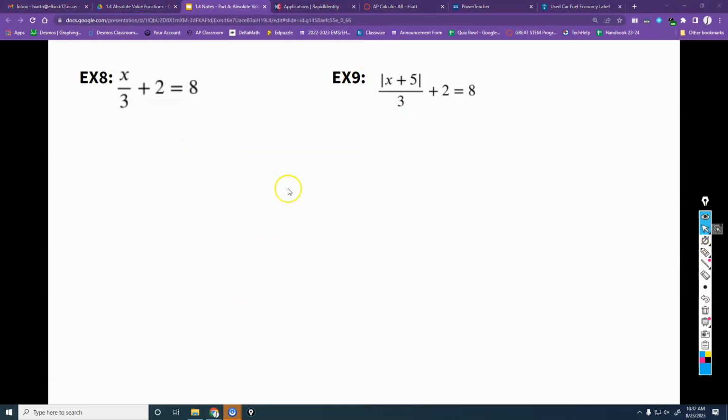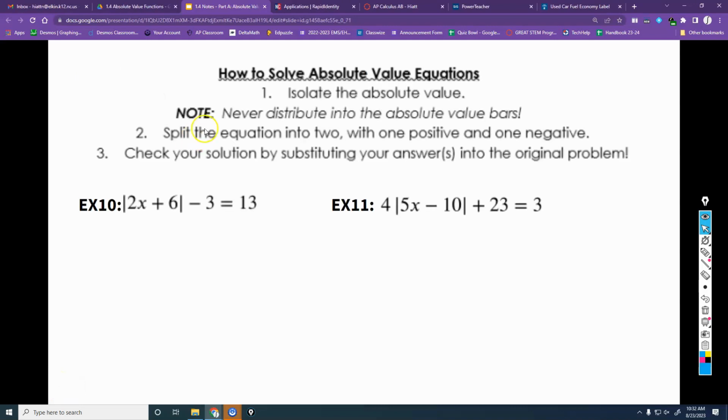Okay, questions so far? Okay, so steps for this. I waited until we've done a couple. You have to isolate the absolute value first. What does it mean to isolate? It's got to be all by itself. There can't be anything else on that side of the equal sign, right? This is really important.